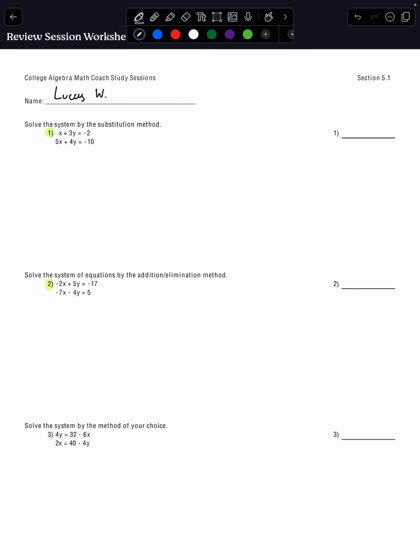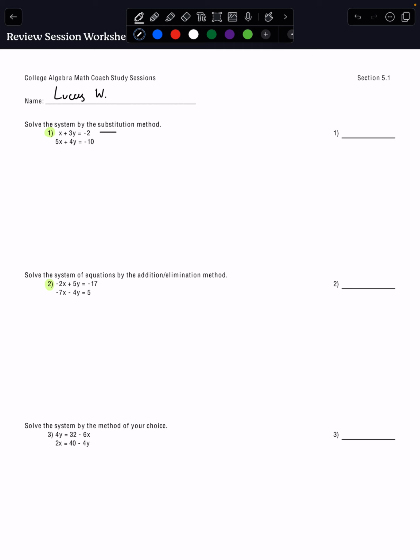Today we're going to do a couple of problems on section 5.1, 5.2, and 5.3. Let's get into it. I'm going to look at question number 1. It says solve the system by the substitution method. When it says solve by the substitution method, what it wants us to do is get everything on one side.